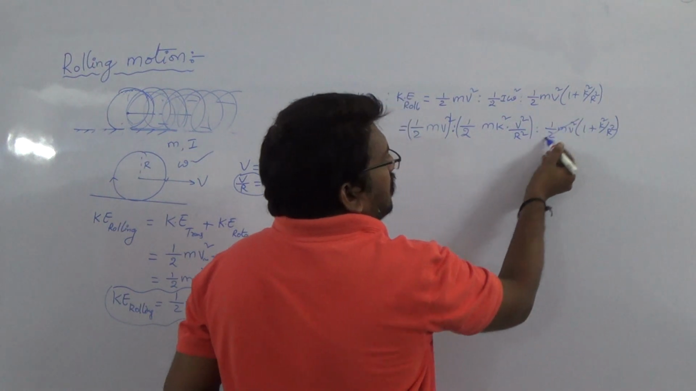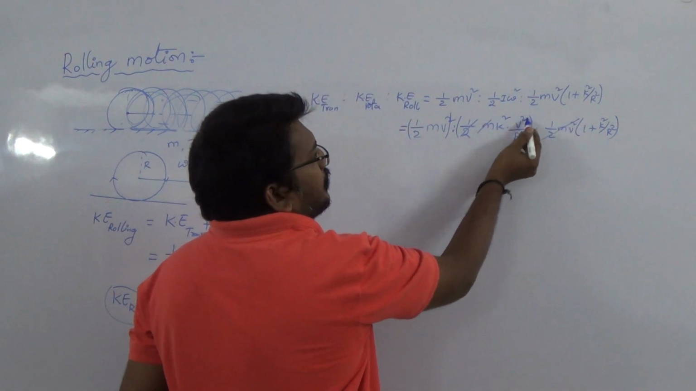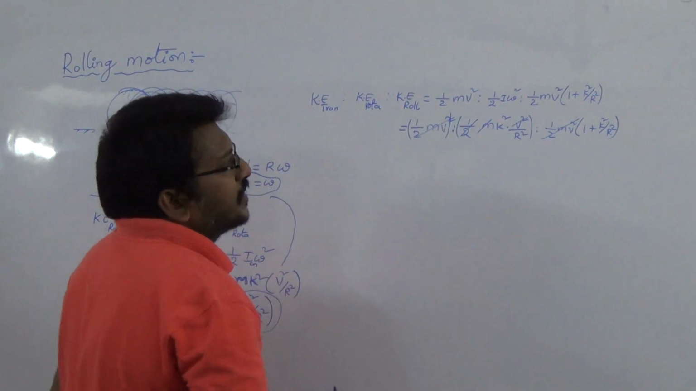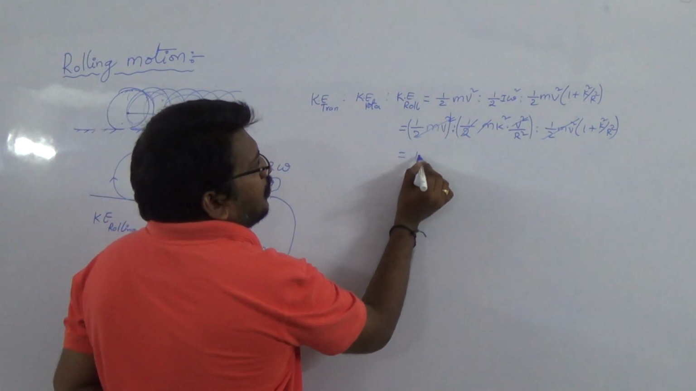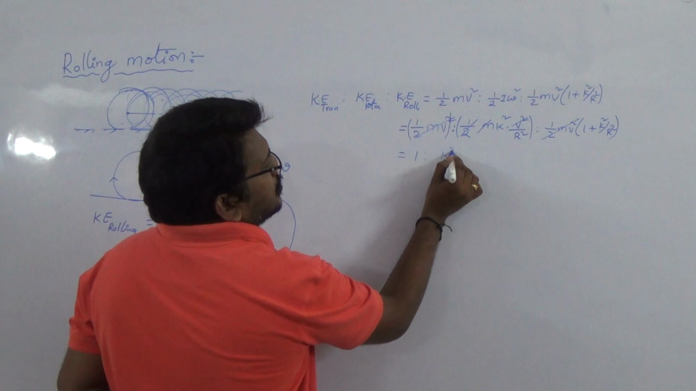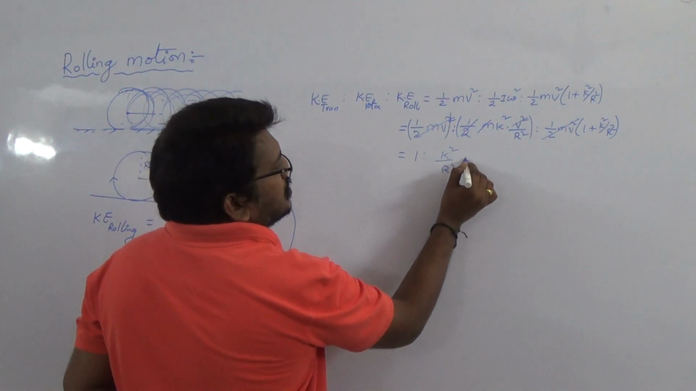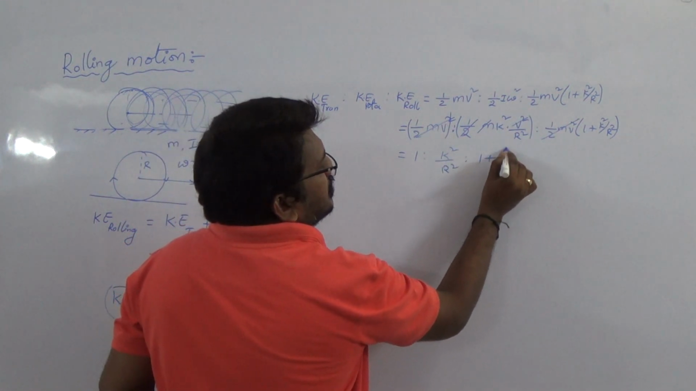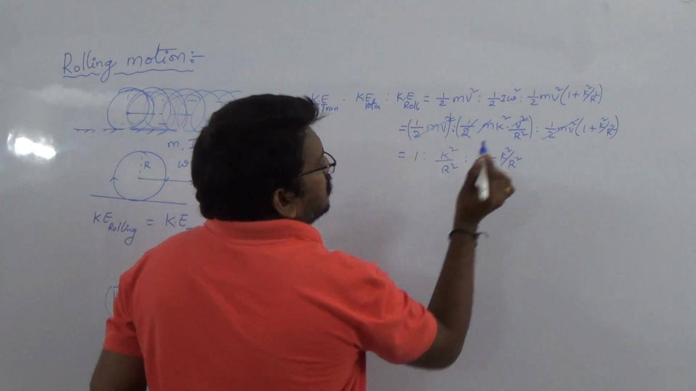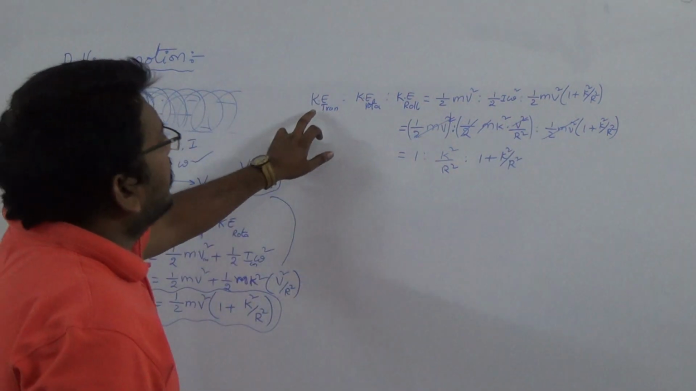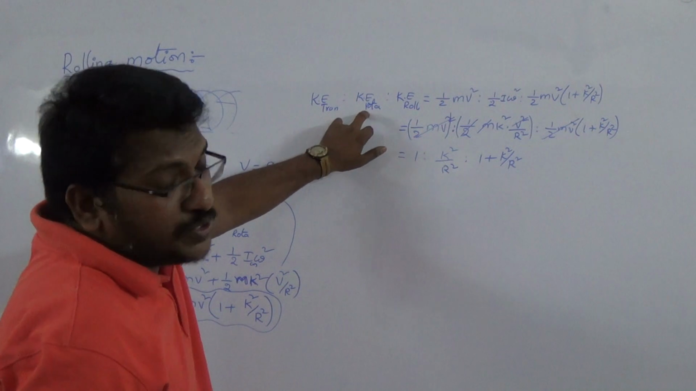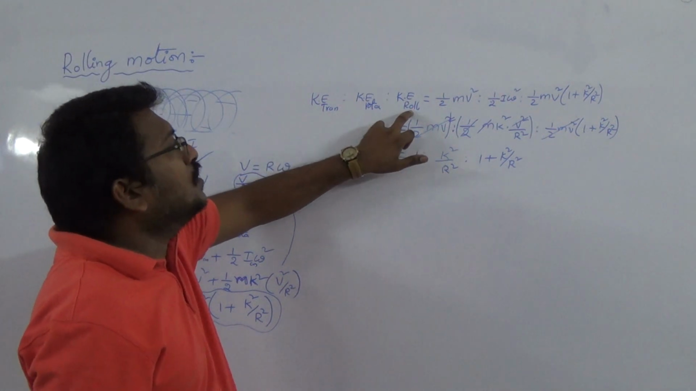From the total, half m v square cancels out in each term. From that you get 1 is to k square by r square is to 1 plus k square by r square. So that is the ratio between the kinetic energy due to translatory motion, the kinetic energy due to rotatory motion, and the kinetic energy due to rolling motion.